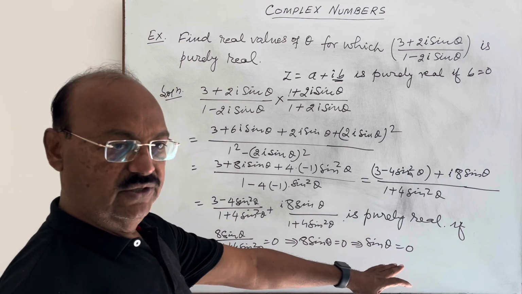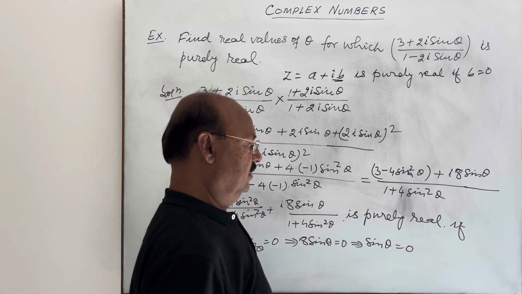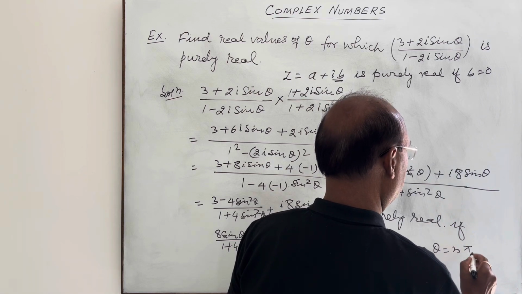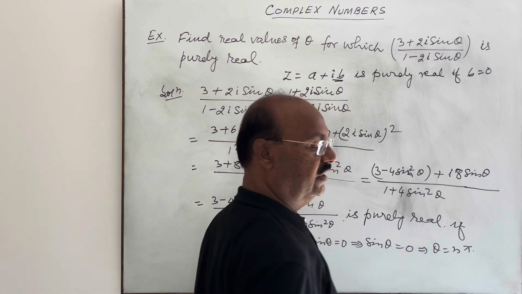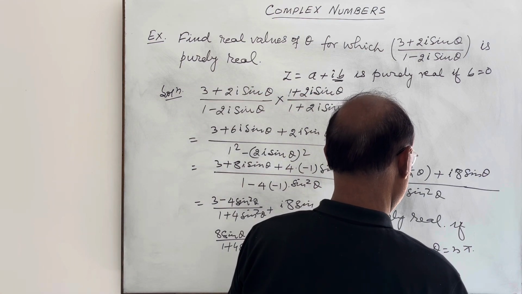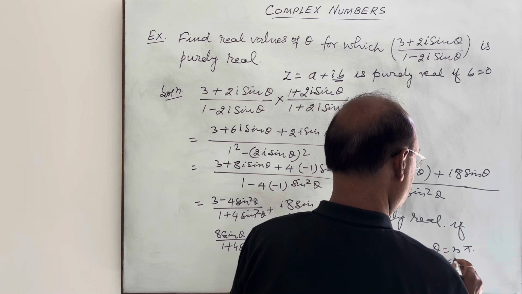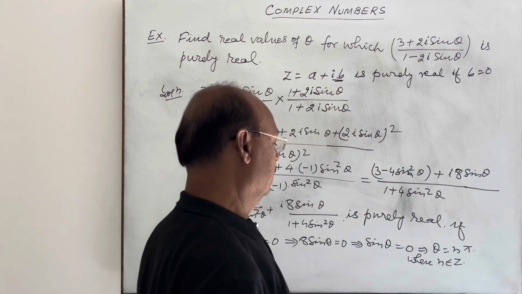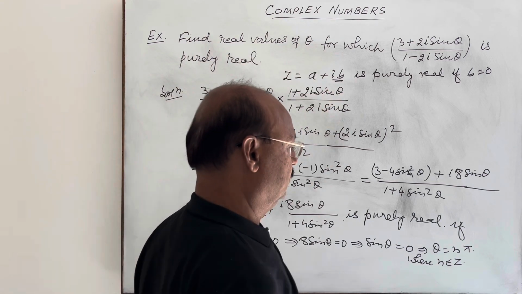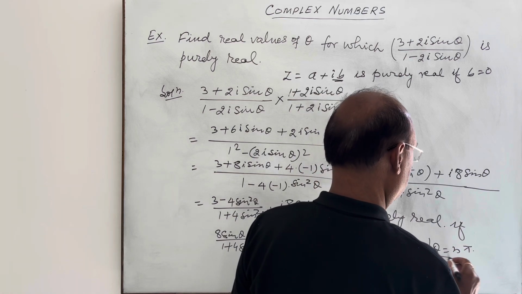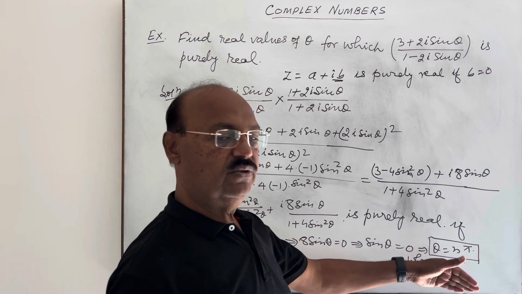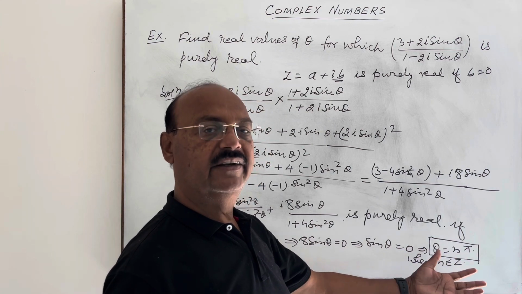And sin theta is 0 when theta is n pi. This implies that theta is equal to n pi, where n is any integer, where n belongs to the set of integers Z. So here we have to find real values of theta. So the real values of theta are: theta is equal to n pi, where n belongs to Z. n is an integer, correct?